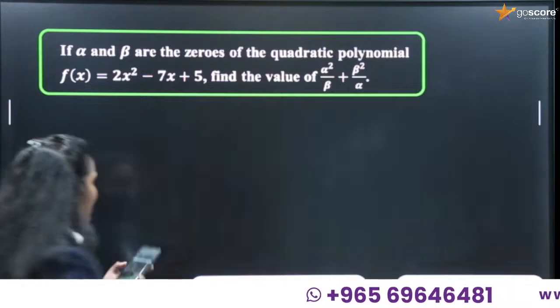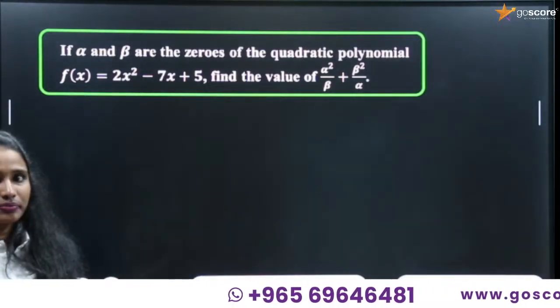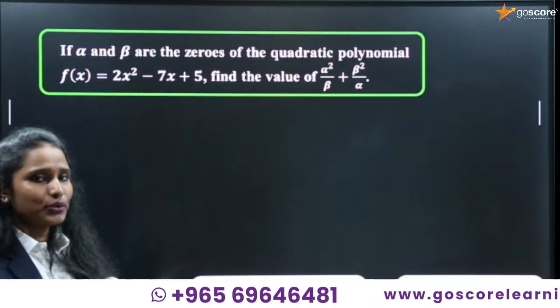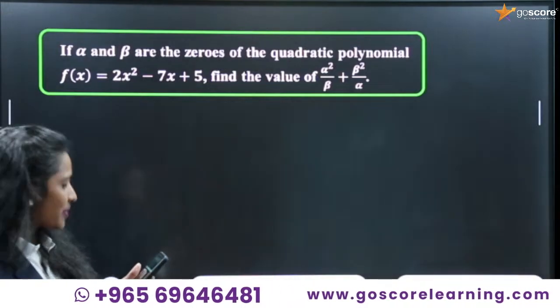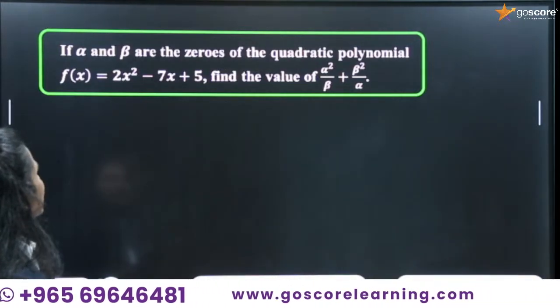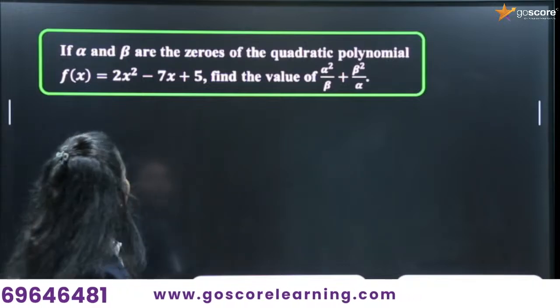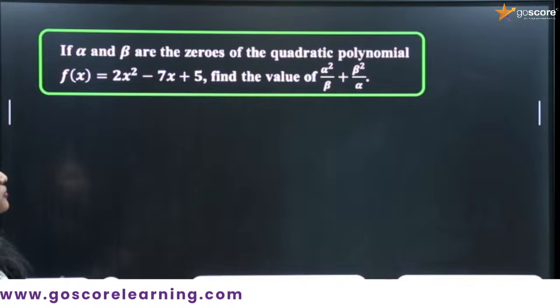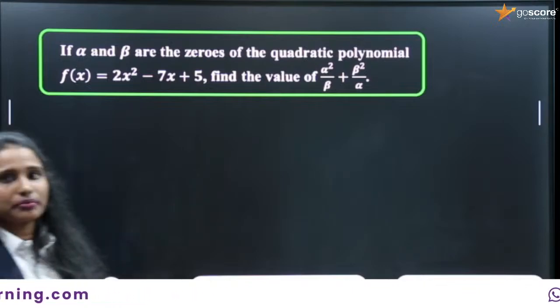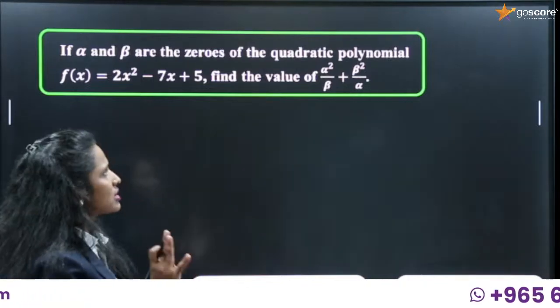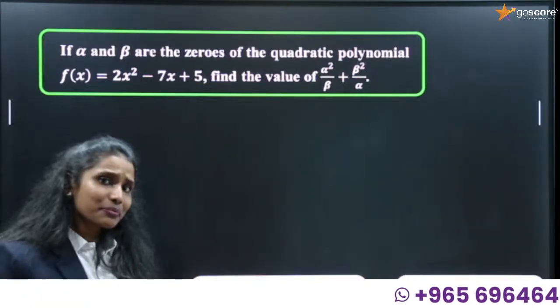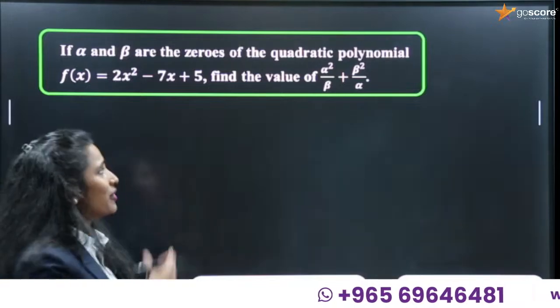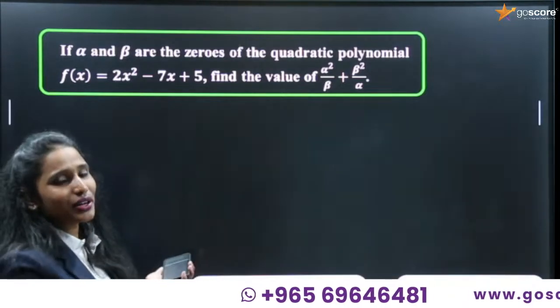Now, the last question of our today's session. Okay, everyone is done doing the problems. If alpha and beta are the zeros of the quadratic polynomial, f of x equal to 2x square minus 7x plus 5, find the value of alpha square by beta plus beta square by alpha. This is a simple question. Is this simple, you think? Yeah, ma'am, we have done so far, so this will be also simple.